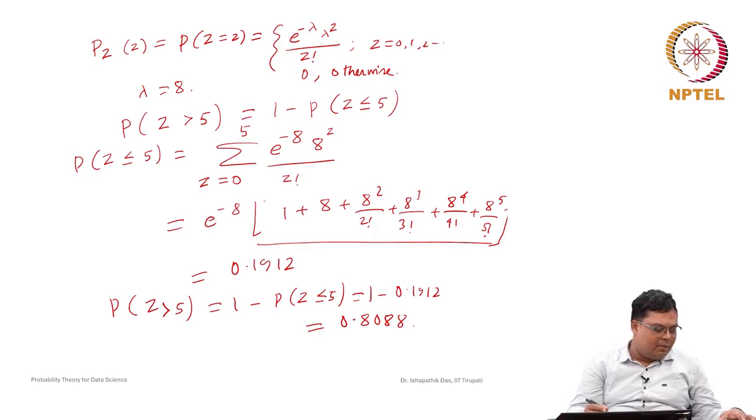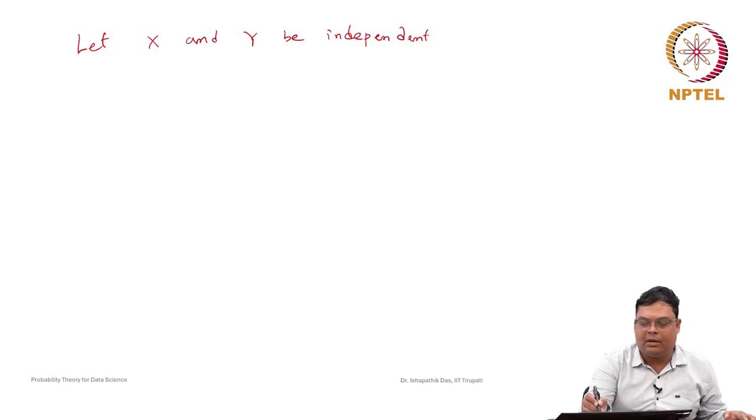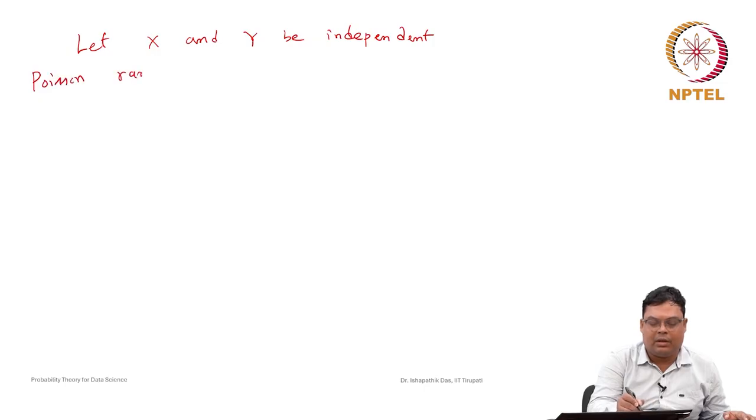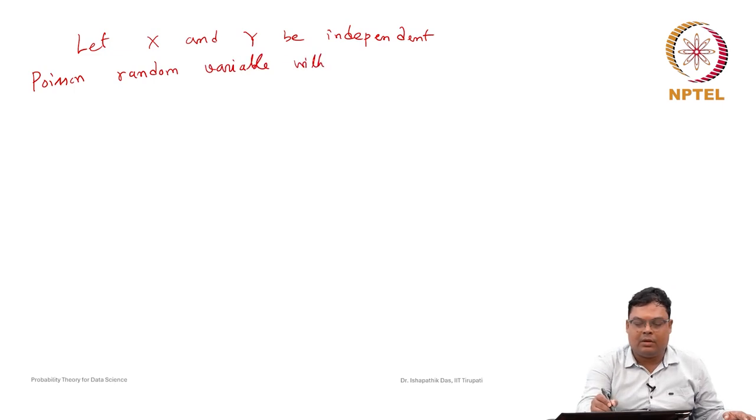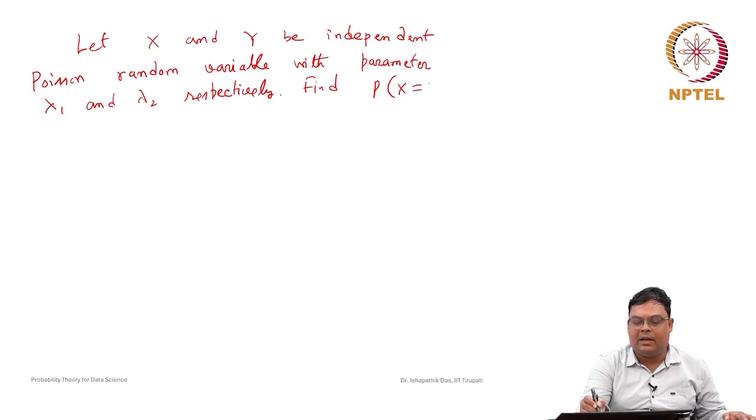I hope you have understood these things. Now we will do another problem on Poisson distributions. Suppose X and Y are independent Poisson random variables with parameters lambda 1 and lambda 2 respectively. Suppose it is asked to find the probability that X is equal to Y.